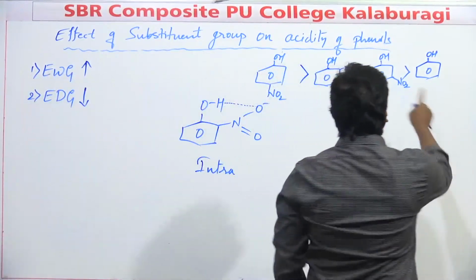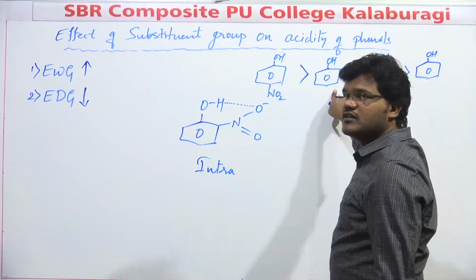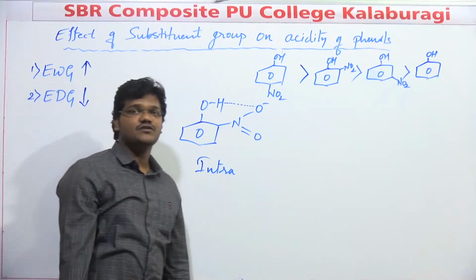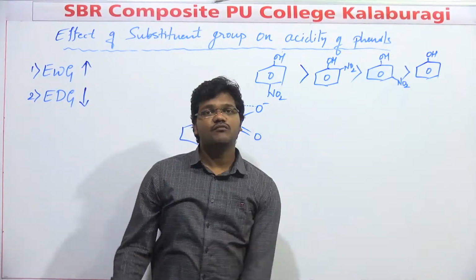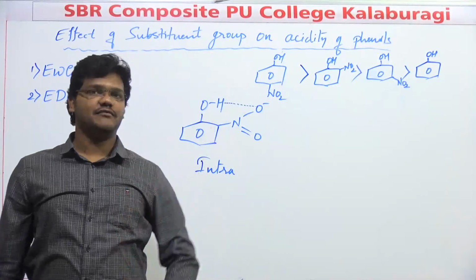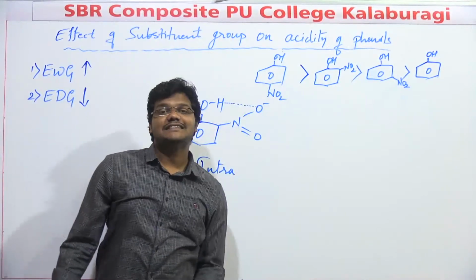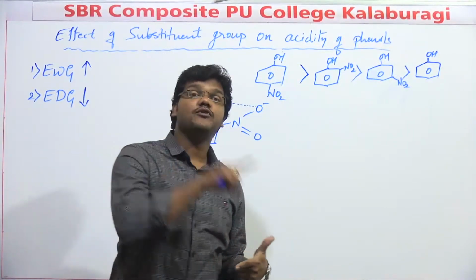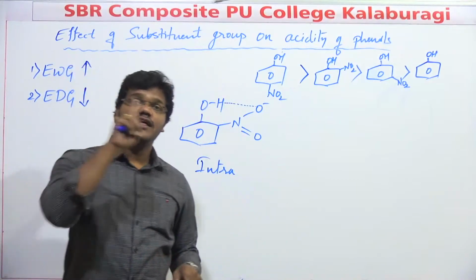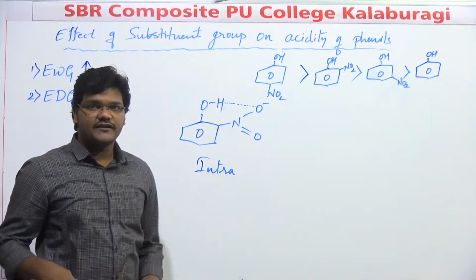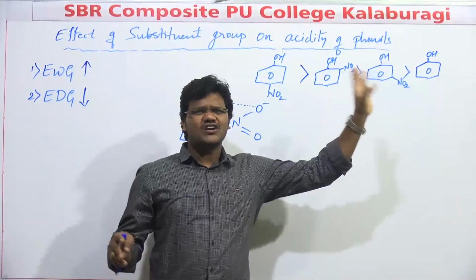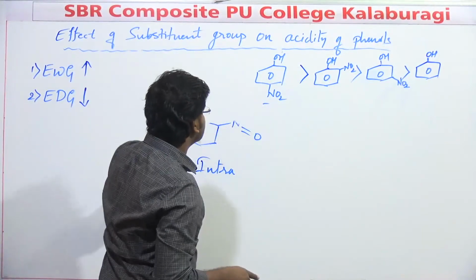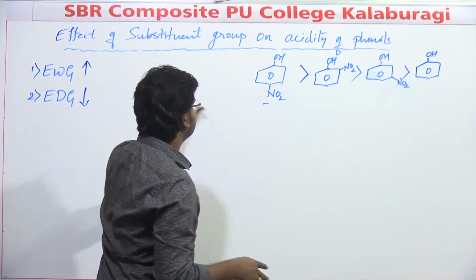Okay, so this is the order. Phenol is least acidic, then comes meta, then ortho, then the most acidic is paranitrophenol. But please don't think that the order will be the same for all electron withdrawing groups. It depends on which effect is acting, whether resonance, inductive, or both, and which is predominating. So this rule is not common for all electron withdrawing groups. This order is only for nitrophenols. Please do remember. Okay?